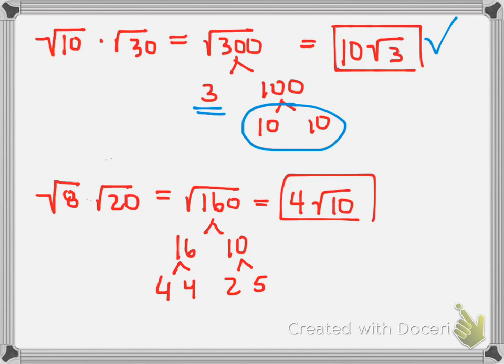Square root of 8 times square root of 20 gives me square root of 160, and then I simplify. I got these 4's, so one 4 will come out as a 2, and I multiply 2 times 5, and that gives me the square root of 10.